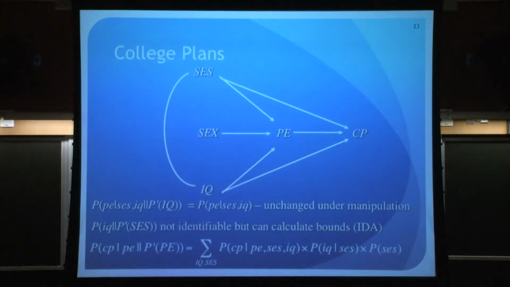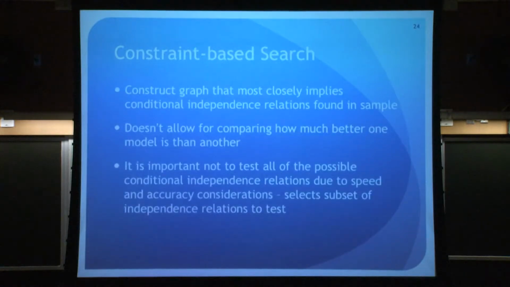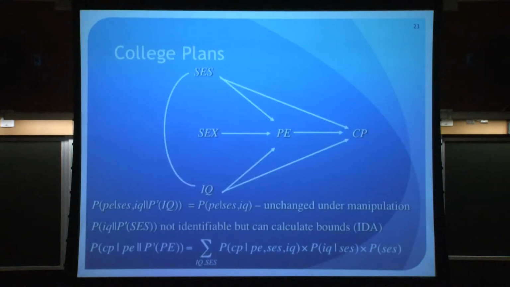If I go to the third line, then what it says is actually the probability of college plans given parental encouragement would change if I manipulated parental encouragement, but I can figure out what it would be because all of these are observational terms, so it's just some algebraic combination of those.